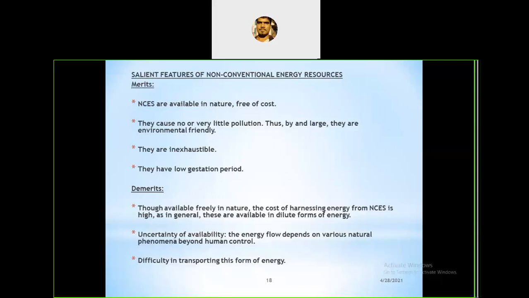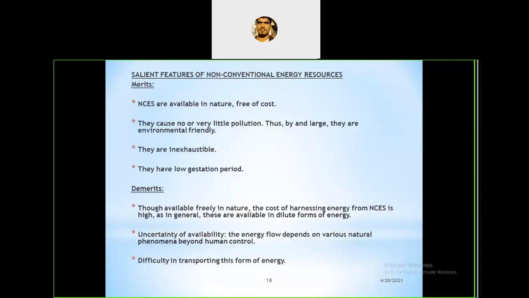And of course, these non-conventional resources have some demerits. Though they are available freely in nature and are free of cost, the cost of harnessing energy from NCS is very high. The devices which convert from one source to another need a very high initial cost, and these are available in dilute forms of energy. Coal is available in a crude, raw form, but solar and wind are available in the dilute form. So the efficiency is very low when compared to the commercial energy sources.